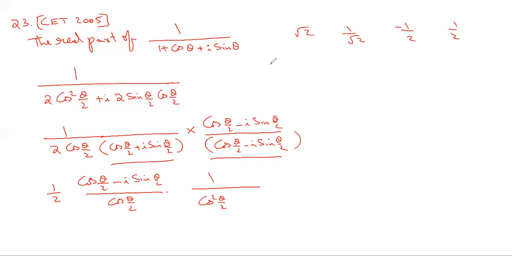We have the formula (a plus ib) into (a minus ib) is a square plus b square. Directly you can write a square plus b square. If you use that, then what you get here is cos square theta by 2 plus sin square theta by 2, which is 1. We know that it is 1. So this value will be 1 minus i tan theta by 2.